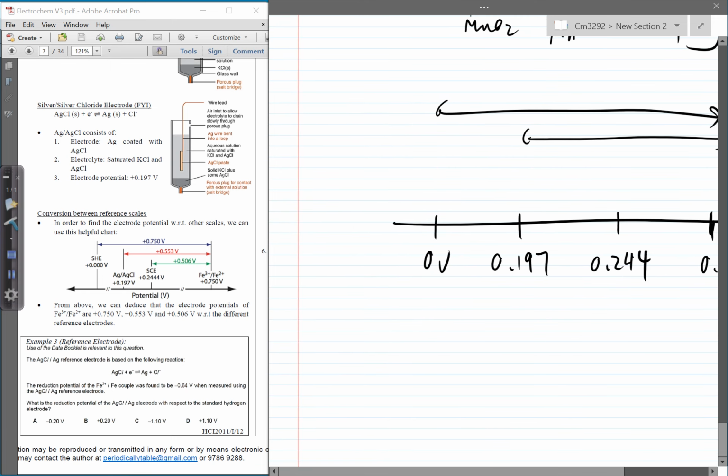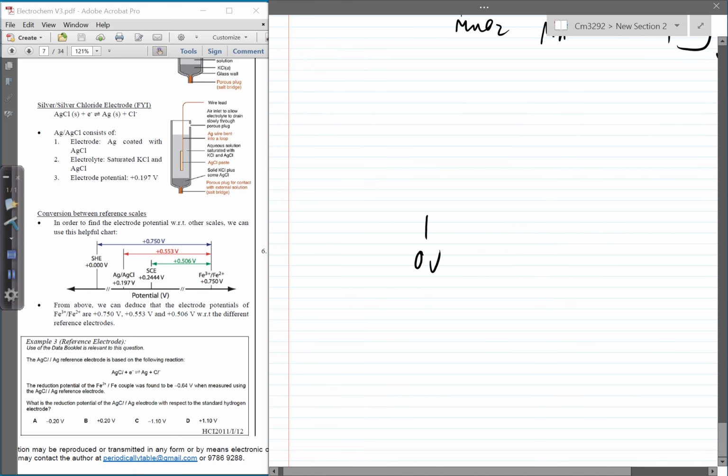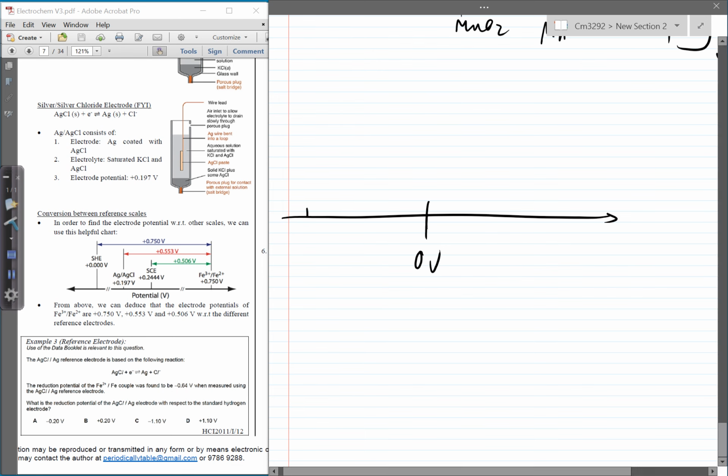You have the answer already? You draw the number line, right? So you know the standard hydrogen electrode is here, right? And we know that the Fe2+/Fe couple is here, in your data booklet, negative 0.44, right? So we know that negative 0.44 is on the left hand side, right?